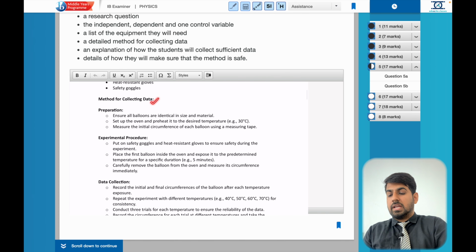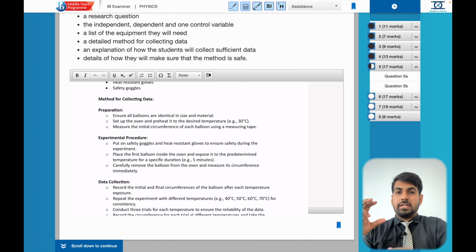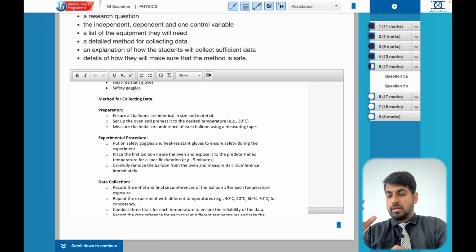Now, method for collecting the data. I have divided the method of collecting the data as well as how we will collect sufficient data into one heading. Now, first is the preparation. So, I made preparation. Ensure that all balloons are identical in size and material. Now, when you are answering your method, you should make sure that you are taking the control variables into consideration when you write down your method.